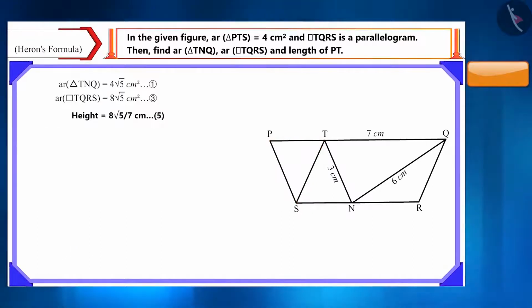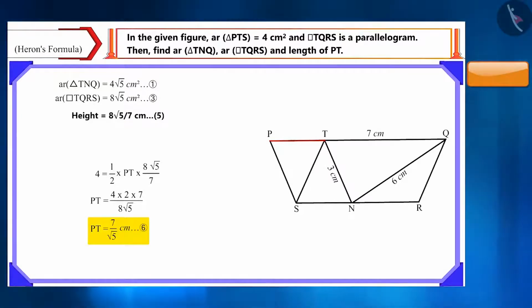Now, in this equation, we can easily find the value of PT, which is the base, by substituting the values of the area and the height. Pause the video and try. Here, we obtain the length of PT as 7 by root 5 centimeters.